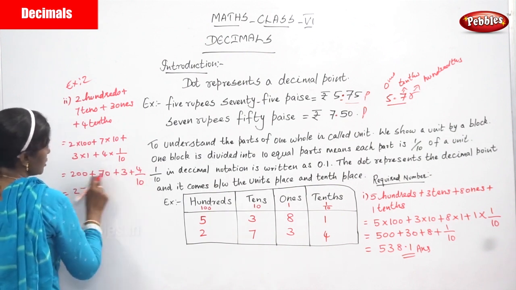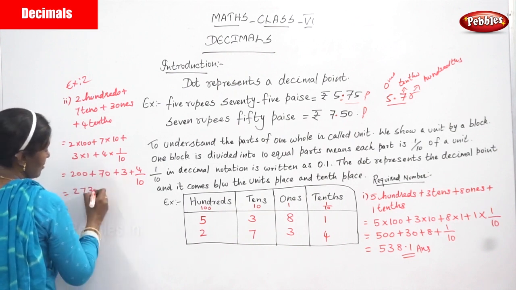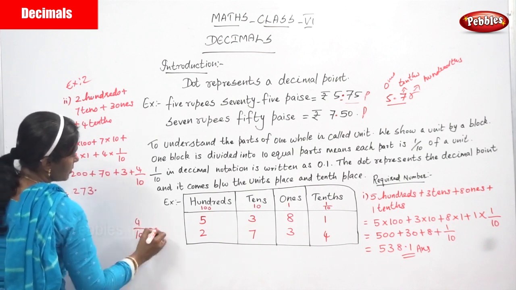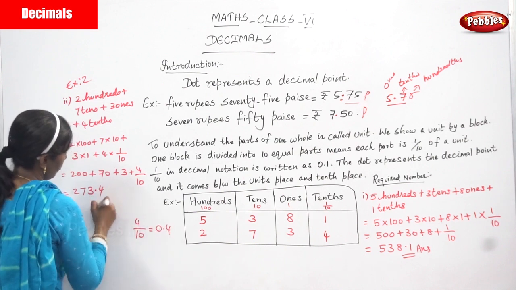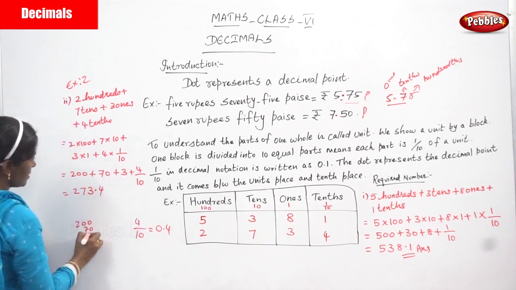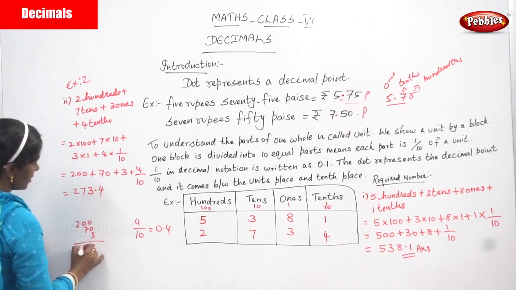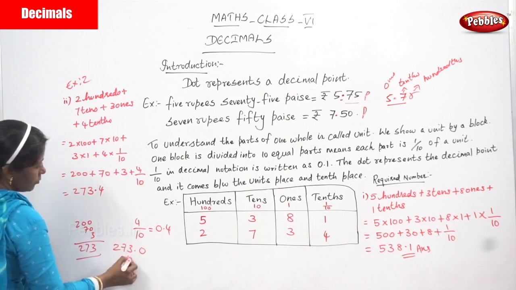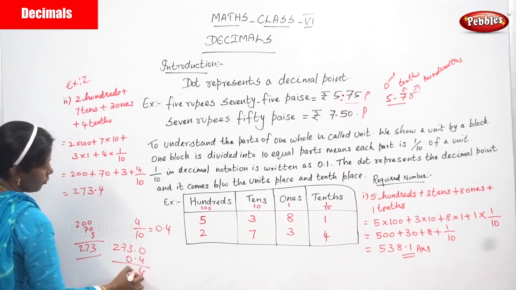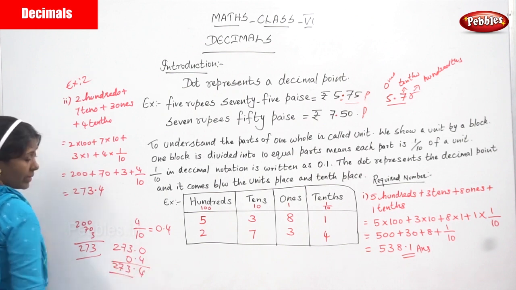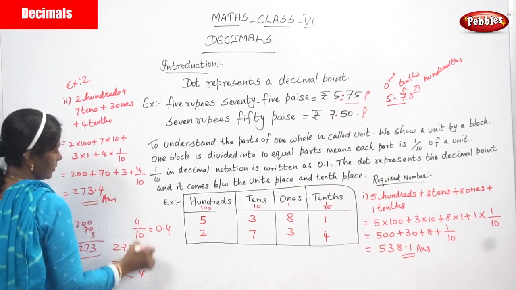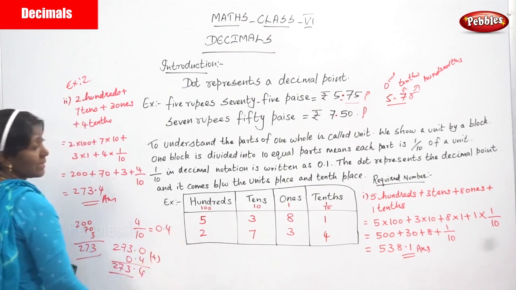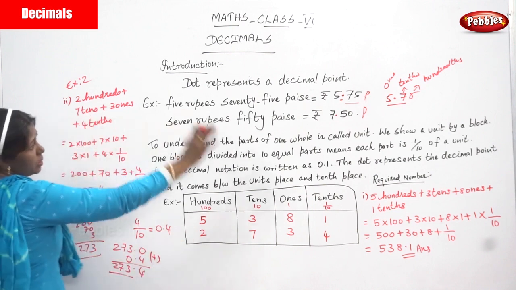You must add everything; these are all whole numbers. 200 plus 70 plus 3 is 273, point, and then 4 by 10, which written in decimal is 0.4. So 273.0 added with 0.4 gives 273.4. This is the final answer for the second question. I think you understand the basic concepts of decimals.